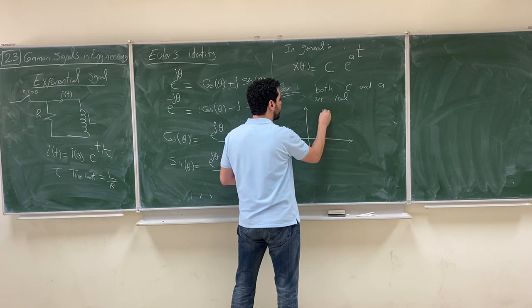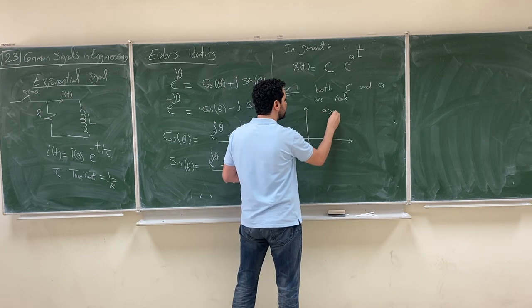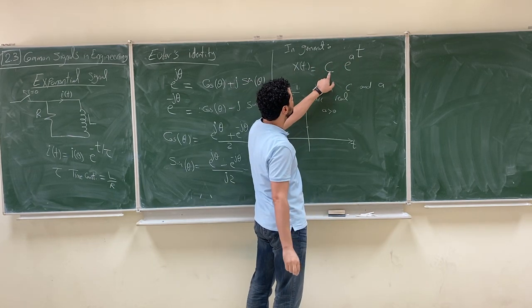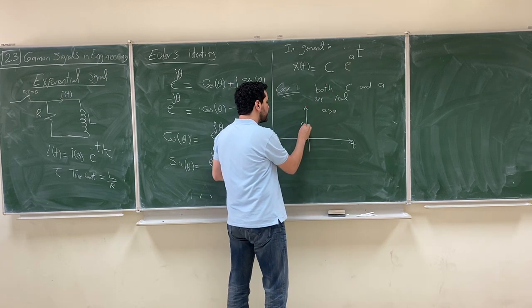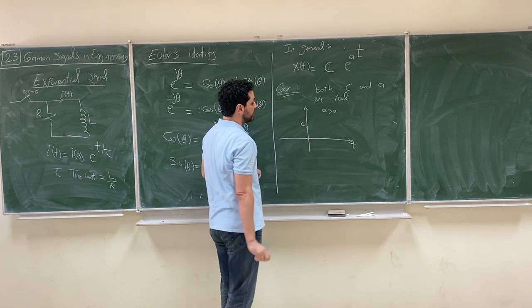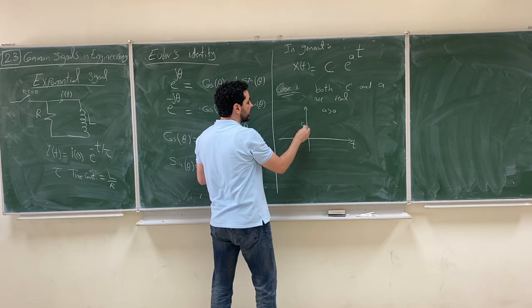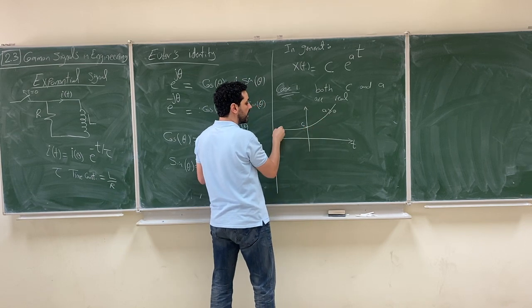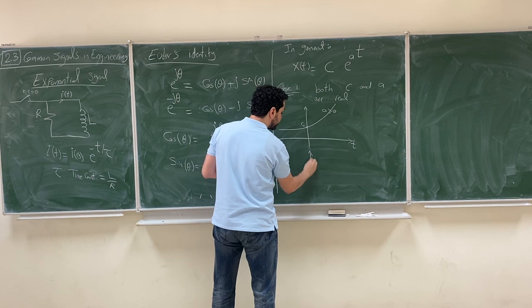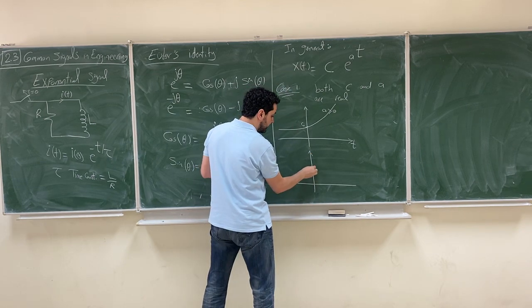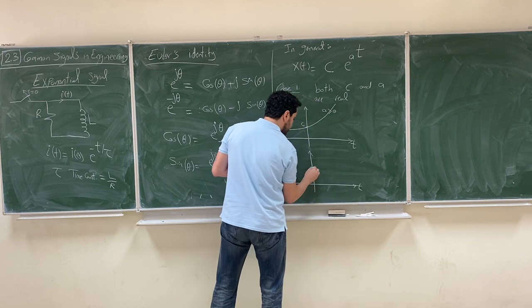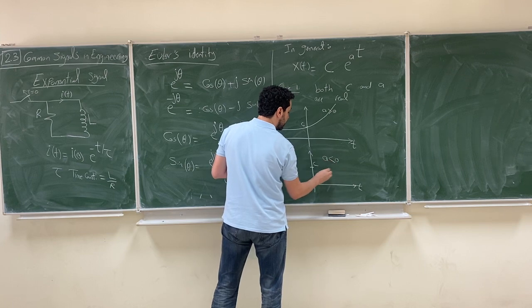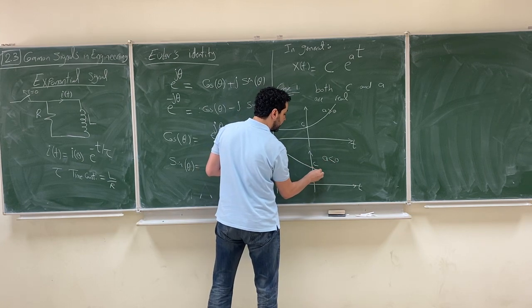If a is positive, if a is real but greater than zero, of course at t equals zero, x of t will be c times exponential zero, which will be c. So at t equals zero, the function will be equal to c. If a is greater than zero, you will find that the function is increasing exponentially with time. If a is less than zero, you will find that again at t equals zero the function is c here, and the function is going to be decreasing exponentially.